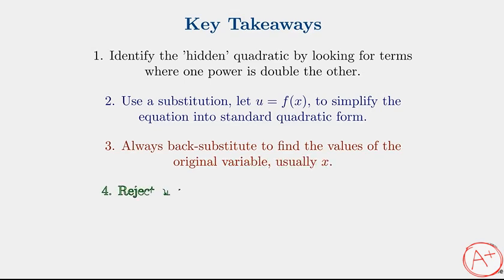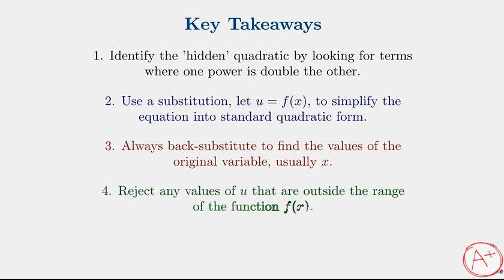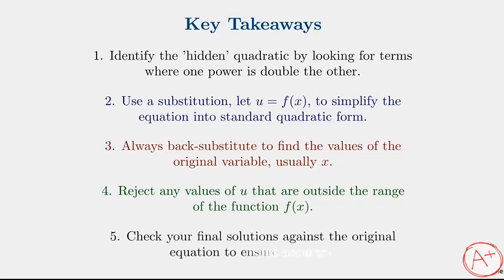Finally, be mathematically rigorous. If u equals a square root or an even power, reject any negative values of u before you calculate x. And as a final check, verify your answers. This simple step can save you from losing avoidable marks in your Pure Mathematics 1 exam.